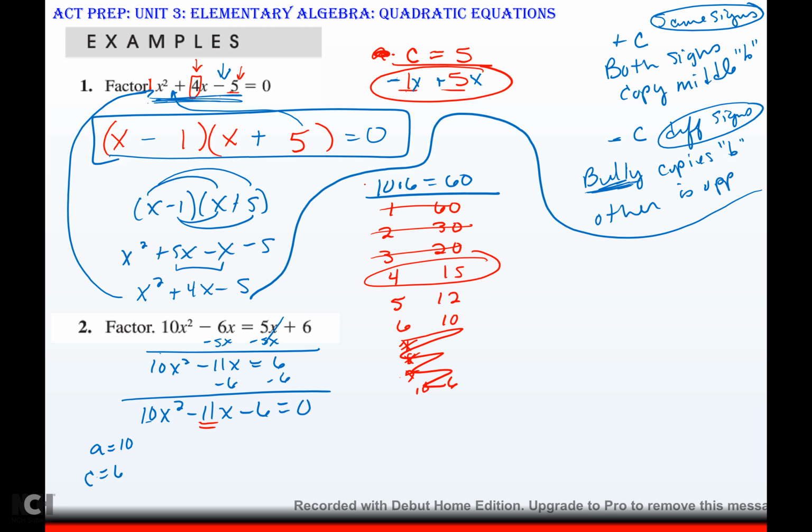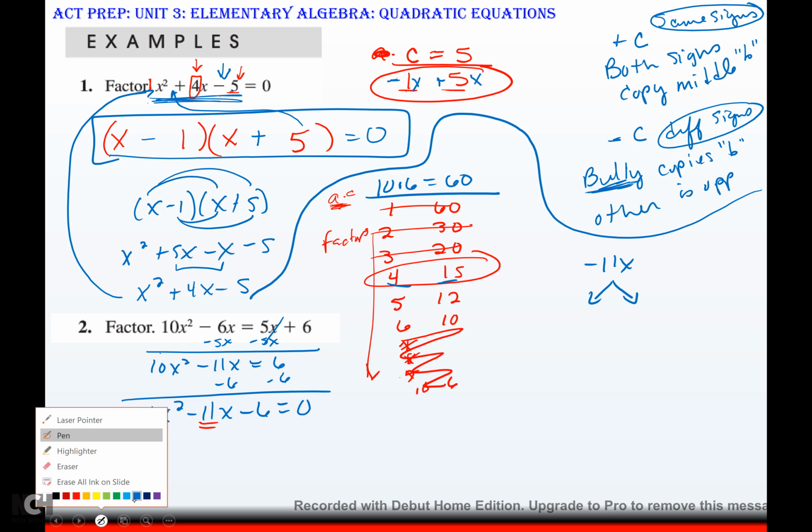Okay, so I did A times C, found all the factors. You hear the song, A times C, find all the factors. The next step is to rewrite B. So the next step is they want me to take my negative 11x and rewrite it with this pair.